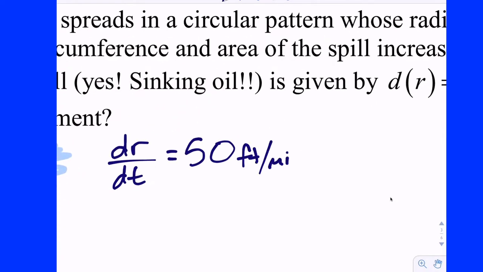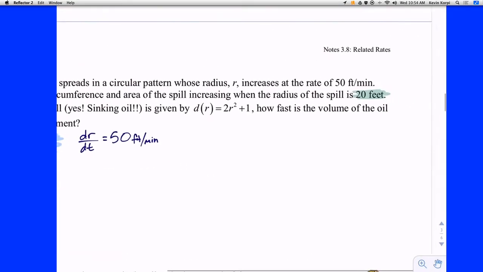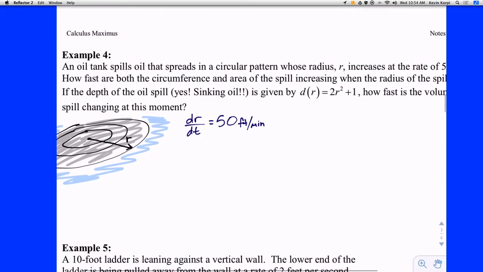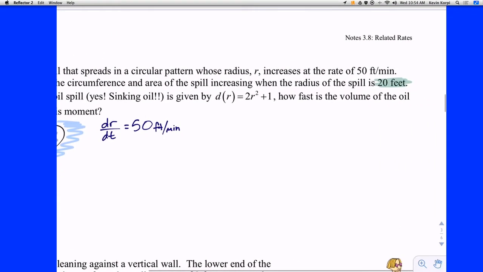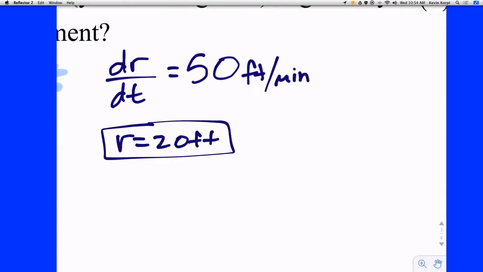Most of the time, the units in the problem are the same units. Very, very infrequently are they going to give you something in feet and then something in inches, and you have to convert. They're usually the same. All right, and then it says how fast are the circumference and the area increasing when the radius was 20. So there's your snapshot moment. When the radius is 20 feet, we take a picture.